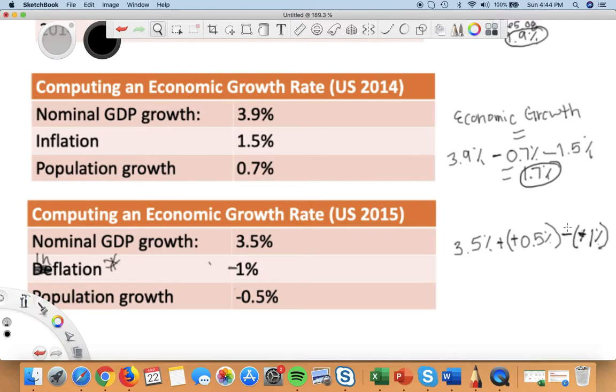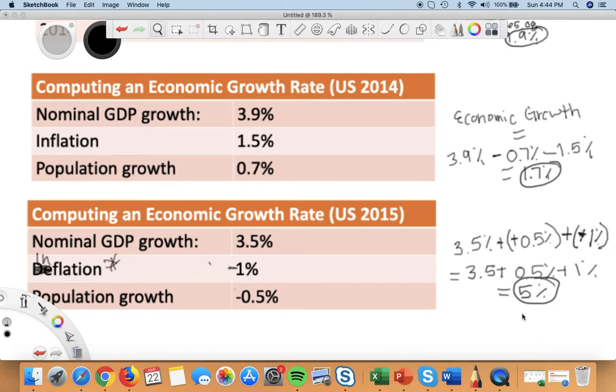So this is going to be just like with the population change here. When I'm subtracting a negative number, it's like adding a positive. So really here I've got 3.5% plus 0.5% plus 1%. And that should all add up in your calculator to give you 5%.